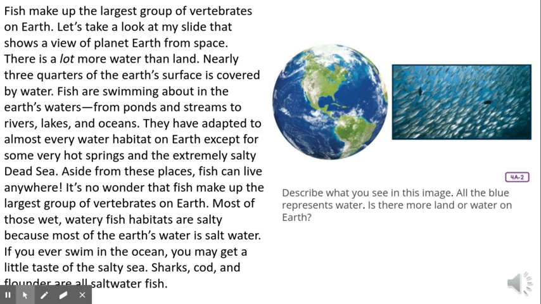Most of those wet, watery fish habitats are salty because most of the Earth's water is salt water. If you ever swim in the ocean, you may get a little taste of the salty sea. Sharks, cod, and flounder are all saltwater fish. So look at the picture of the globe. All that blue is the water, right? So the majority of the globe of the world is actually water.